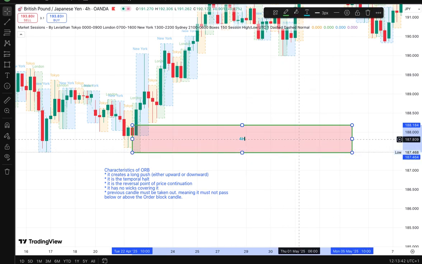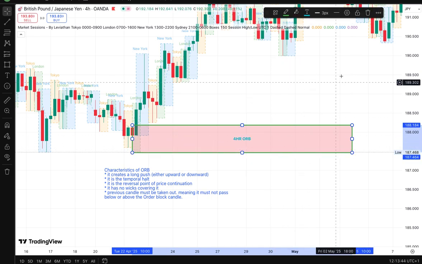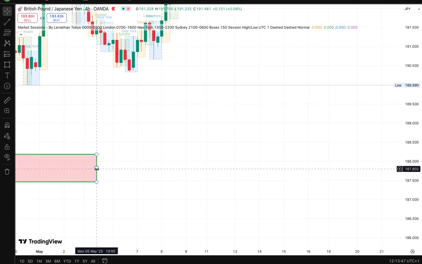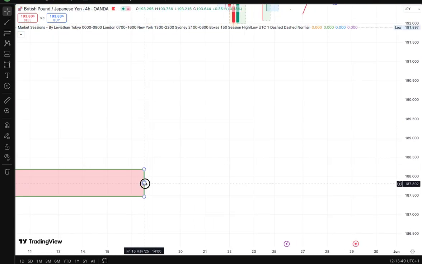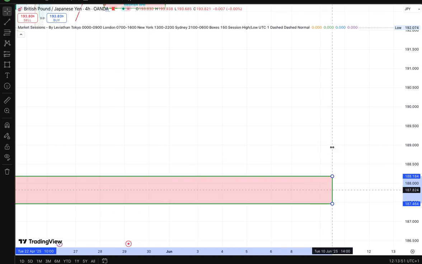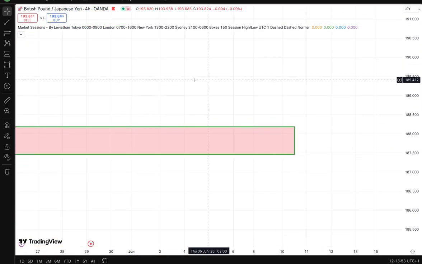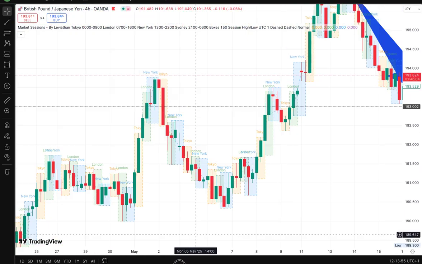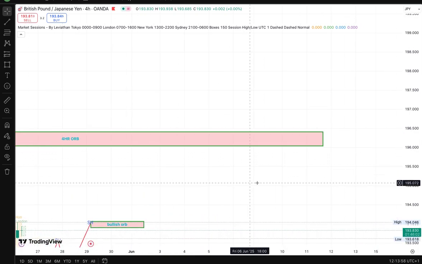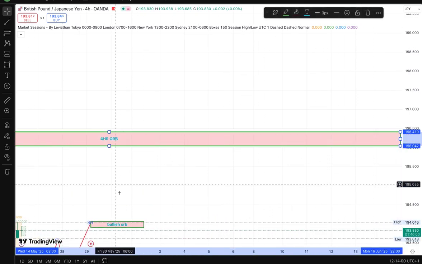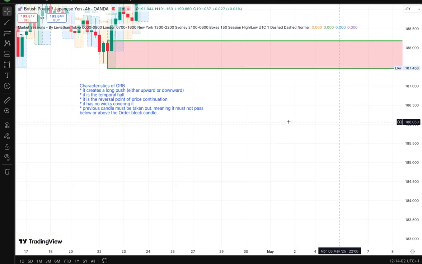So this is a 4 hour order block. It must not have any candle facing it. If I draw this line all the way across, there must be no candle facing it. Yes, there's no candle facing it, so it's valid. And if you see the one we drew at the top, there's no candle facing it either, so it's valid.